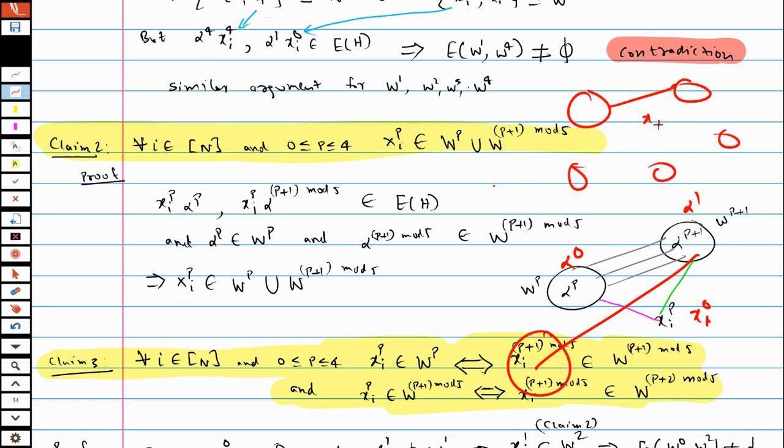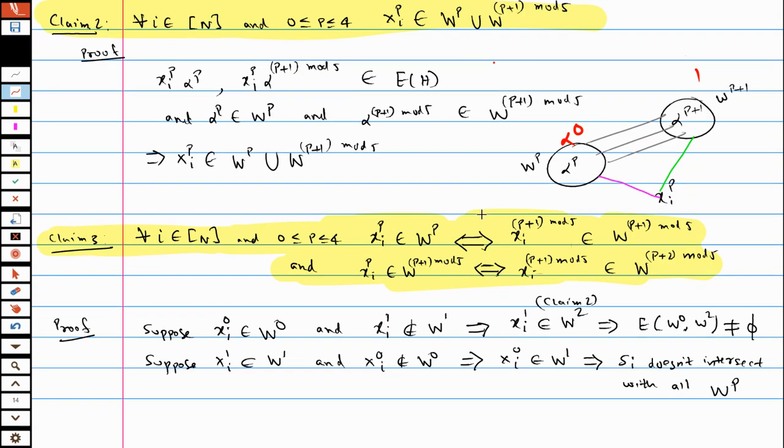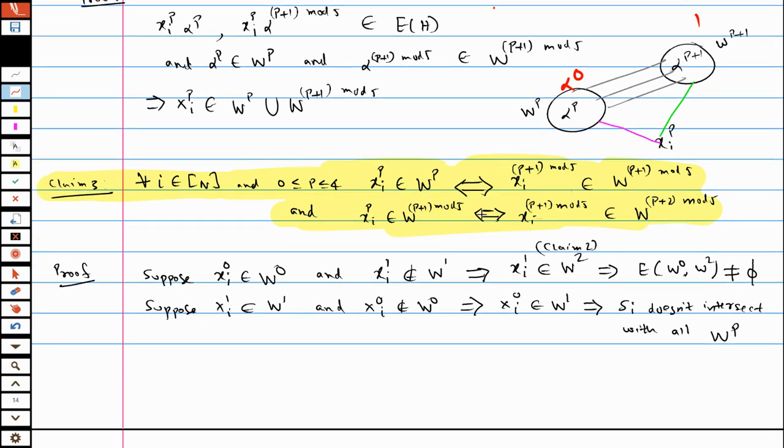So if Xi0 is here, then we'll have this edge. If Xi0 is here, then we'll have this edge. In all the cases, there are cross edges. So Xi0 can only be in these two sets, right? Now another stronger notion is that if Xi0 is here, then Xi1 has to be here. It can't be anywhere else. And it is an if and only if condition: if Xi1 is here, then Xi0 has to be here.